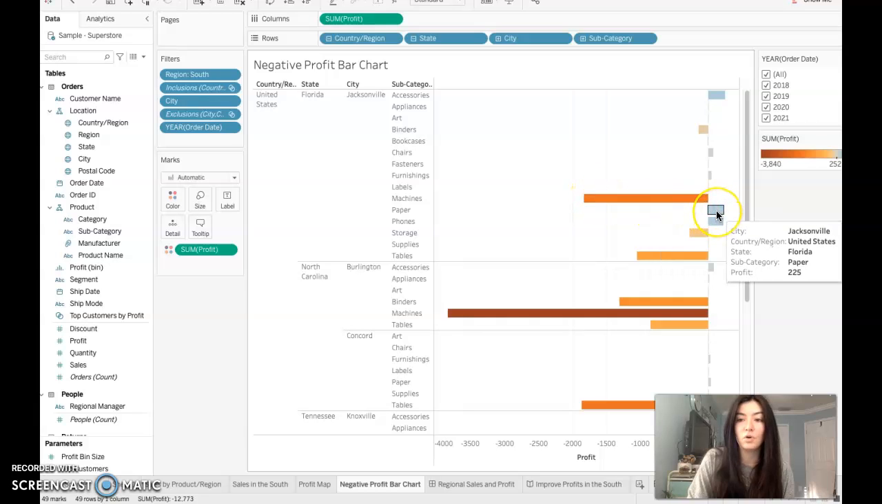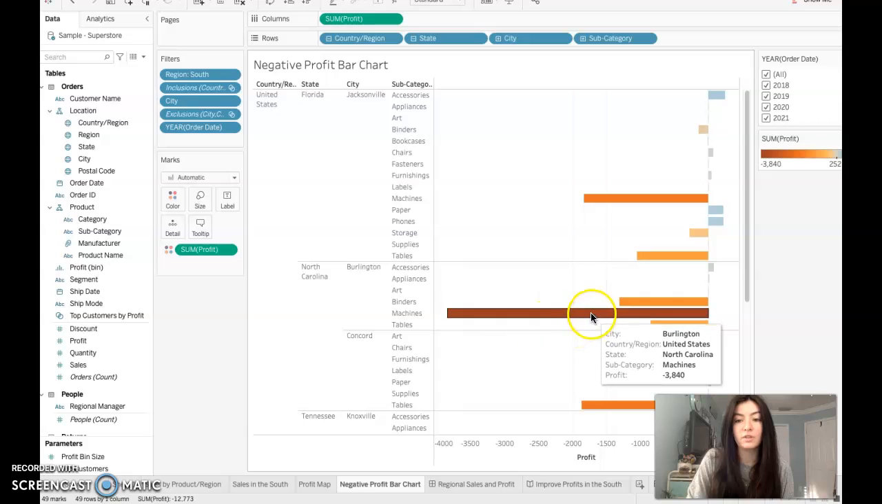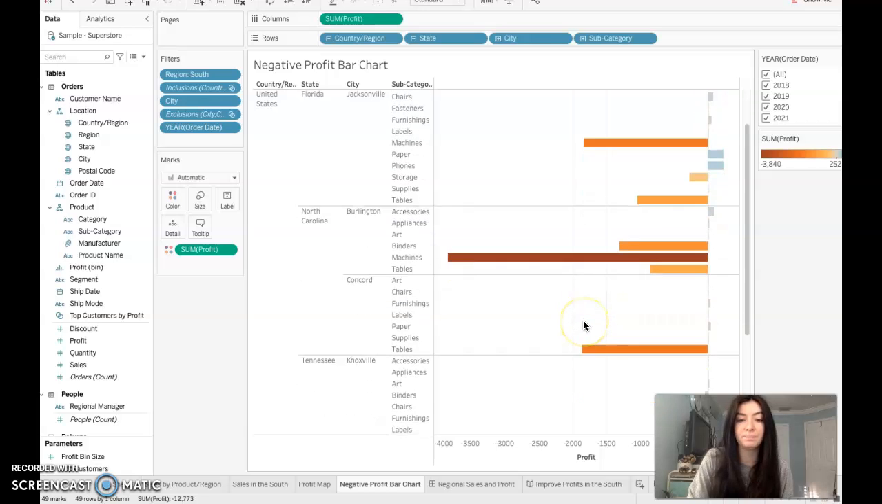In contrast, if you go over here, you'll see that this subcategory is for paper, and because it's in a more blue shade, it's in the profit zone of $225. And so yeah, you can just keep hovering over these and see the city, the state, the subcategory, and then the profit, whether that's a loss or a gain.